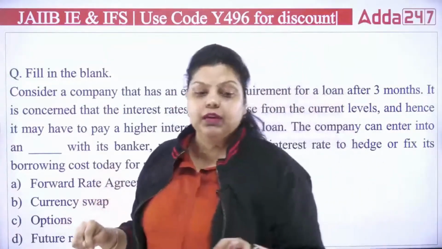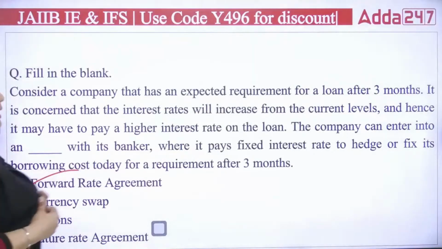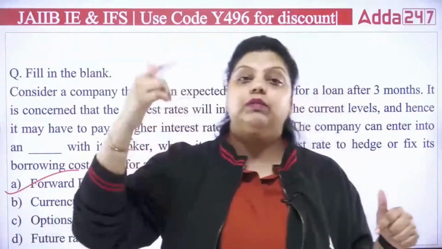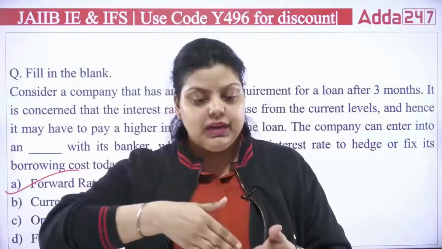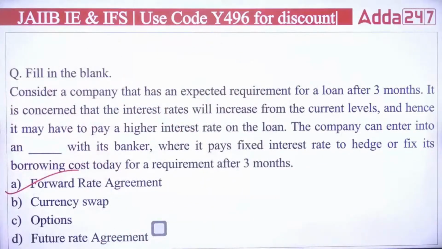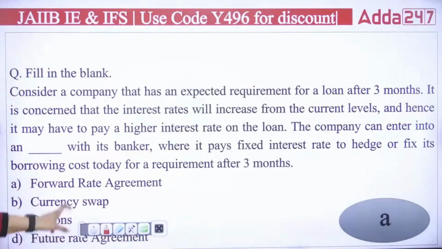So what does the company do? The company will sign a forward rate agreement with the bank, in which the company signs the agreement today and the rate of interest will be given on the loan as it is going on right now at today's date. But the loan will start after the 3 months. That is known as your forward rate agreement. The right answer we have is A, correct.